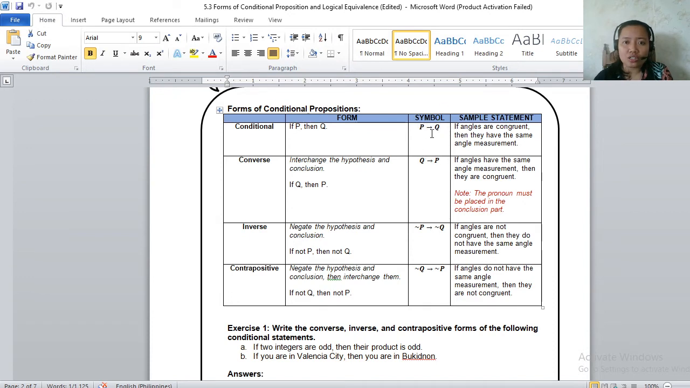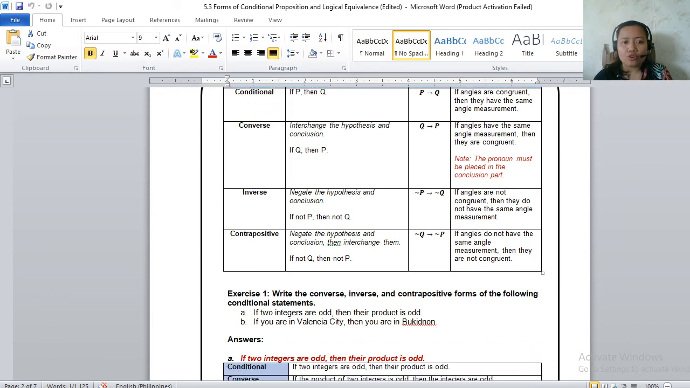The conditional proposition is being interchanged in the converse proposition. Note, the pronoun must be placed in the conclusion part. Example for inverse: if angles are not congruent, because this is the negation of the hypothesis and conclusion, then they do not have the same angle measurement.